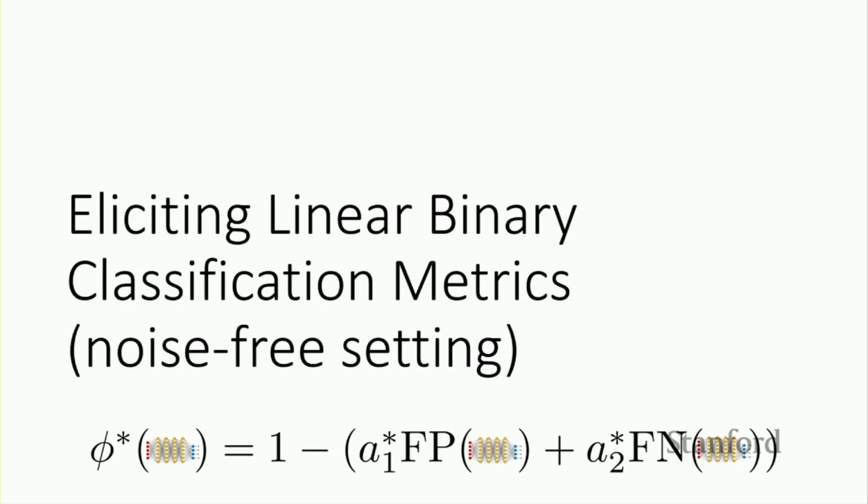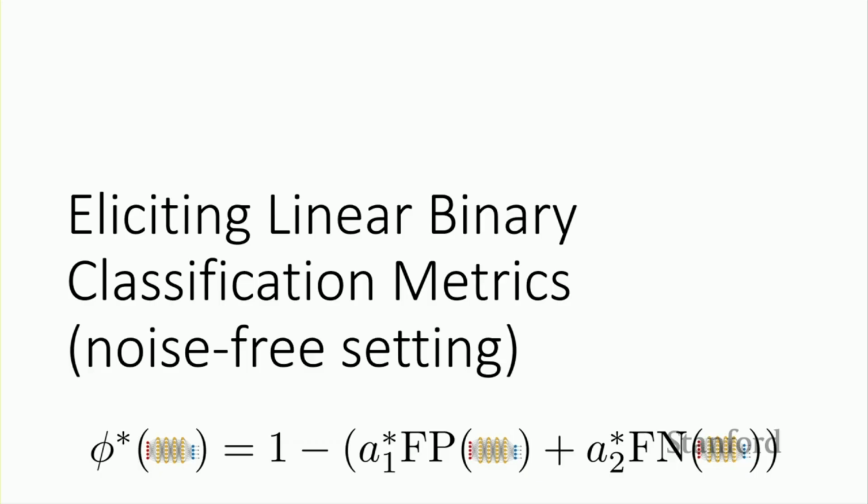So you can show that linear binary classification metrics can all be reduced to something that looks like this. As I alluded to earlier, you can think about this in terms of errors. There are two kinds of errors a model can make: false positives and false negatives. And so you can think about this as the relative weight of false positive errors versus false negative errors. So the problem you're trying to solve, if you're trying to elicit a linear binary classification metric, is to fix a number for A1 and A2.